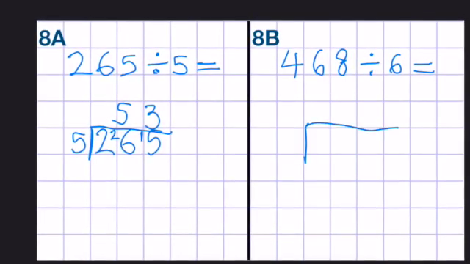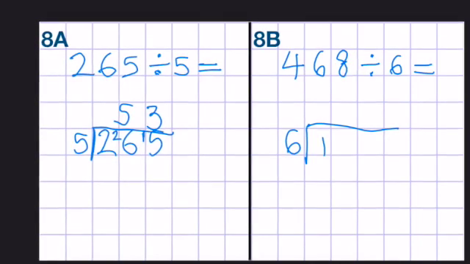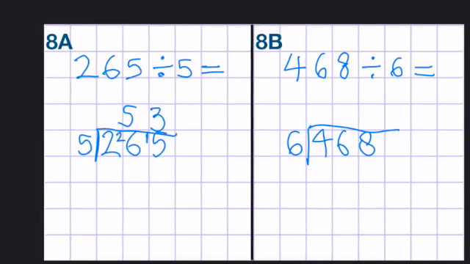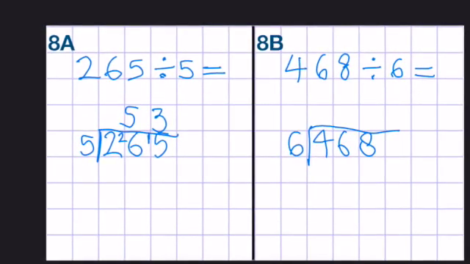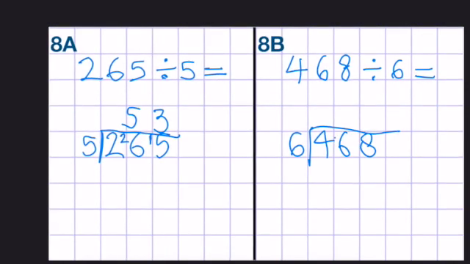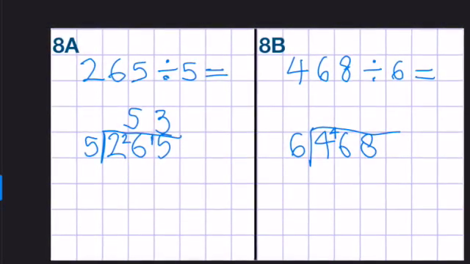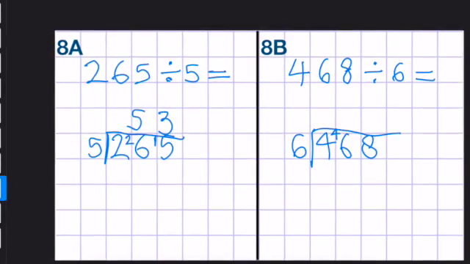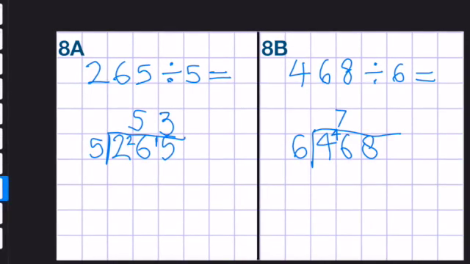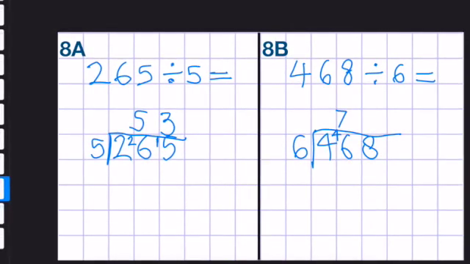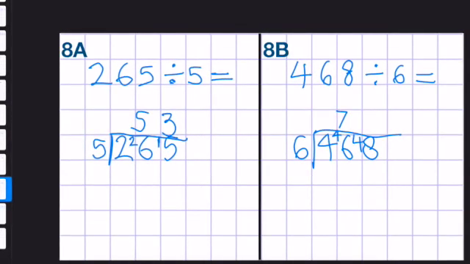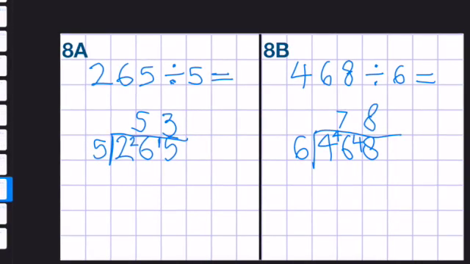Let's use the same process over on this side. So it's 468. Now, if you didn't know your 6 times table, you could write out your multiples of 6. 6 goes into 4. It does not, so I'm going to carry my 4 across. Now, 6 goes into 46 7 times because 7 times 6 is 42. And that means there is a remainder of 4 because 46 subtract 42 is 4. And 6 goes into 48 8 times. So my answer is 78.